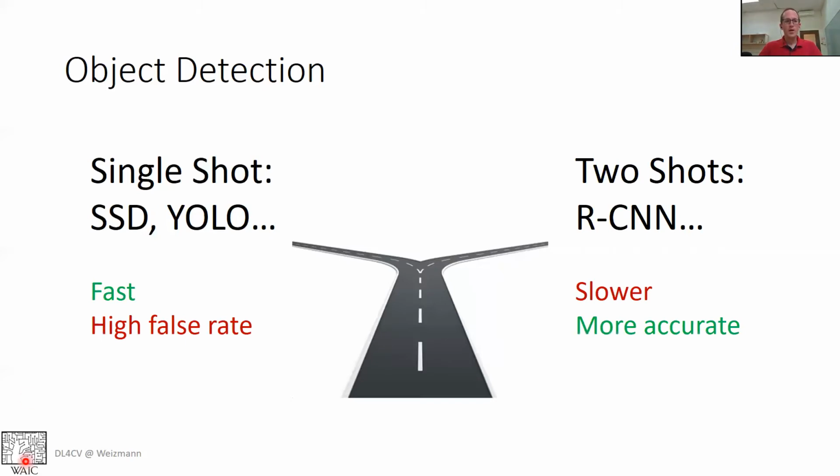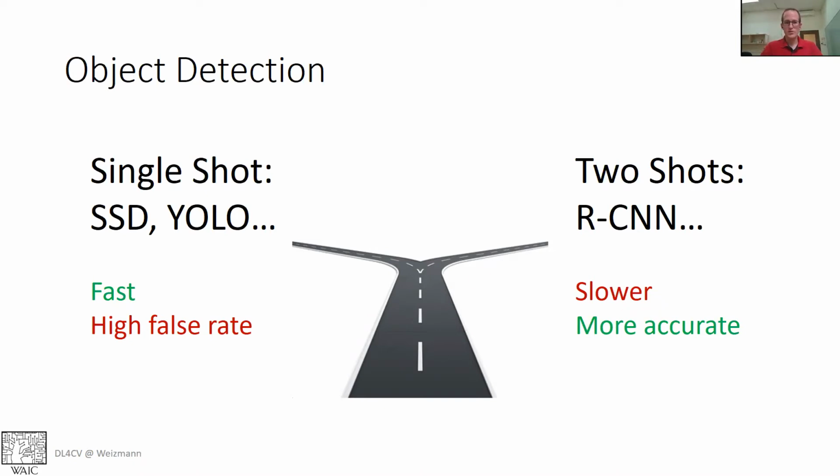While single shot detectors are very fast because they work in a single forward pass, because they are trying to handle all the possible regions, sizes, aspect ratios, and scales at once, they usually suffer from a high false rate. So they are less accurate than the two-stage detectors, which are slower because they work in two stages. But since they drastically reduce the number of candidates, they are usually more accurate. So this is basically the trade-off.